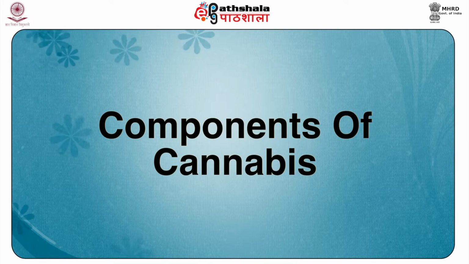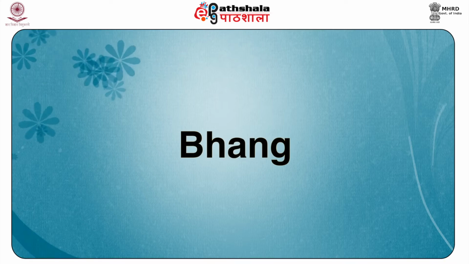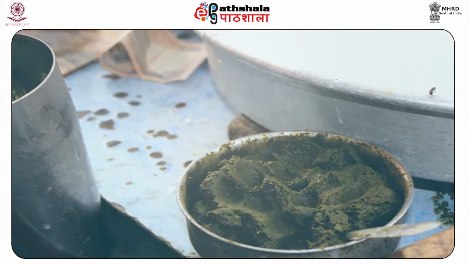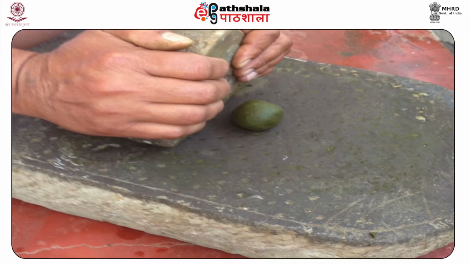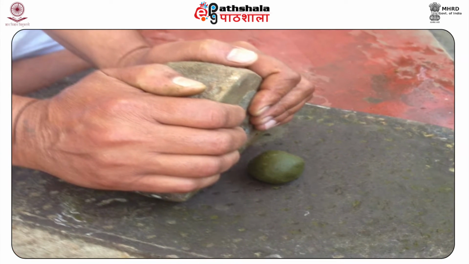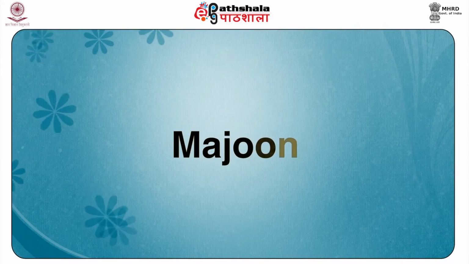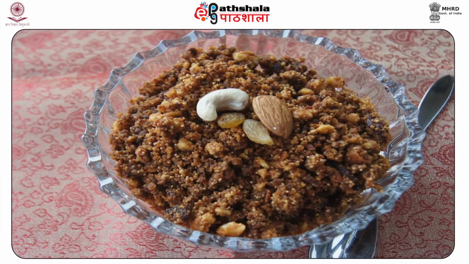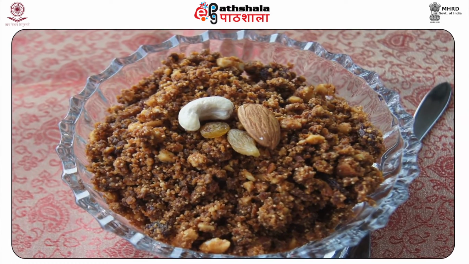Components of cannabis. First is bhang. It is prepared from the dried leaves and fruit shoots. It is the mildest and contains 15% of active principle. Fresh bhang is highly intoxicating and narcotic. Second is majoon. It is a sweet prepared with bhang. It increases appetite and sexual desire.